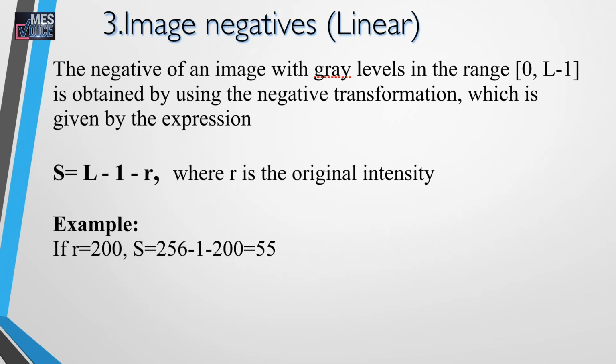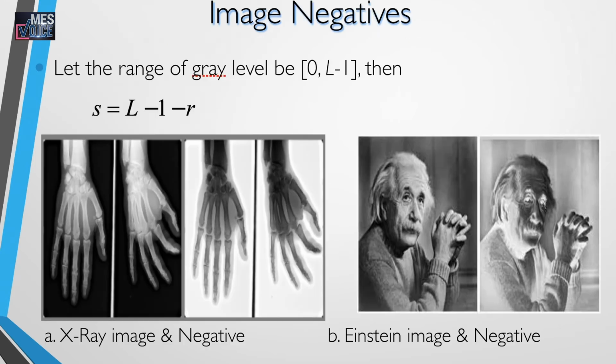The third one is image negatives. The negative of an image with gray levels in the range 0 to L minus 1 is obtained by using the negative transformation. It can be given by the expression S is equal to L minus 1 minus R, where R is the original intensity. And I have given an example here. If R is equal to 200, S is equal to 55. This is an example of finding the image negative.